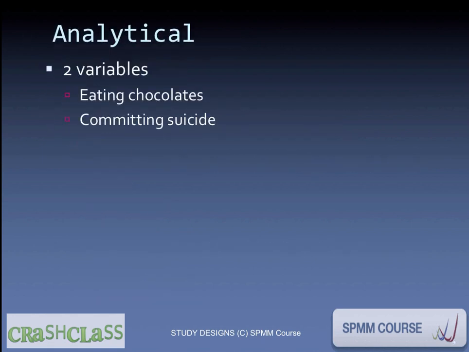Let's start with looking at more details about analytical studies. I showed you 3 types of analytical studies: case control, cohort, and ecological. Let me explain those three types using an example. Let's say I am interested in two variables. I want to find out the relationship between eating chocolates and committing suicide.